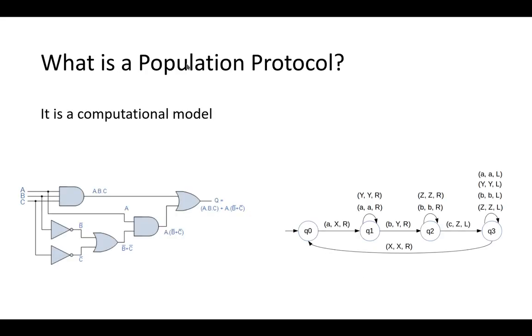What is a population protocol? As mentioned, it is a computational model. Pictured here are two models we are all familiar with. The Boolean circuit model is what most think when symbolizing the utility that a modern computer gives us. And in classes such as theory of computation, we study the Turing machine.